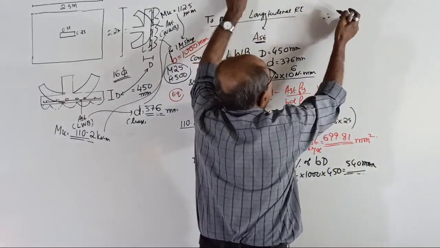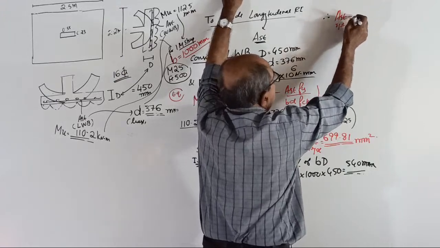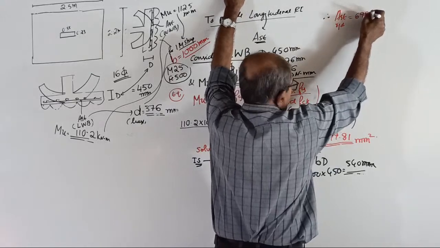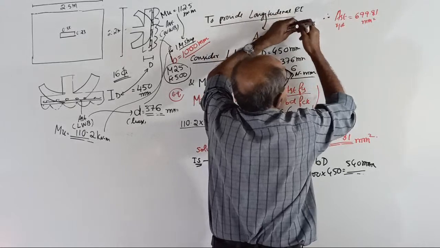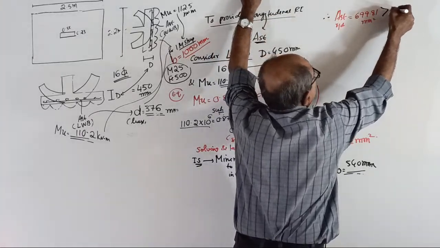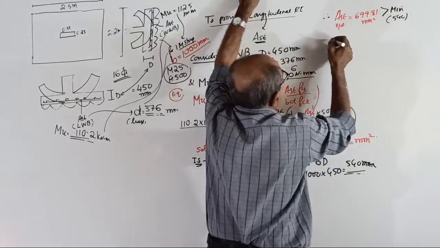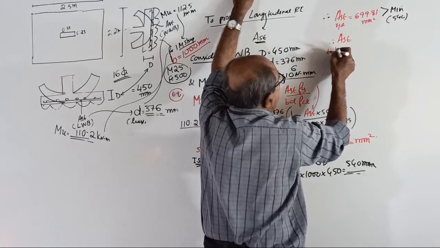Now compare. Therefore, your AST required equal to 699.81 mm square, which is more than the minimum steel of 540. Therefore, tell the answer. What is the AST to be provided?